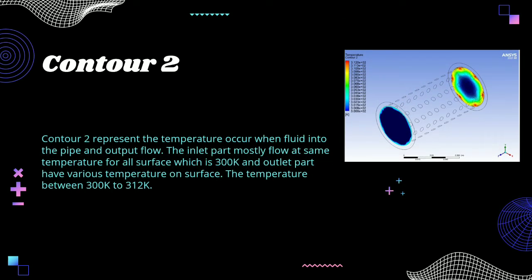For the next, we have the contour 2. The contour 2 represents the temperature that occurs when fluid is flowing into the pipe and out. The inlet part mostly flows at the same temperature for all surfaces, which is 300 Kelvin, and the outlet part has various temperatures on the surface. The temperature is between 300 Kelvin and 312 Kelvin. Also, we can see in the picture here the temperature.